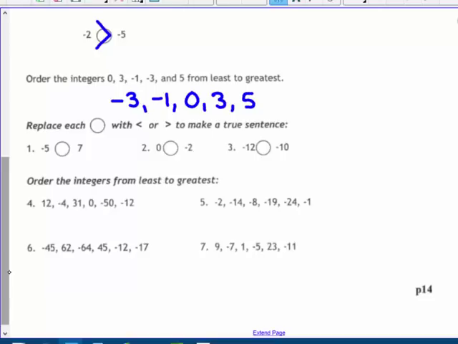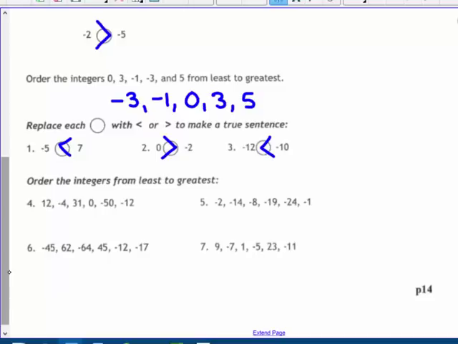Replace each circle with a less than or greater than to make a true sentence. -5 is left of 7, so it's less than +7. 0 is actually greater than all the negatives. It's greater than -2. -12 is left of -10 on the number line. -12 is less than -10.